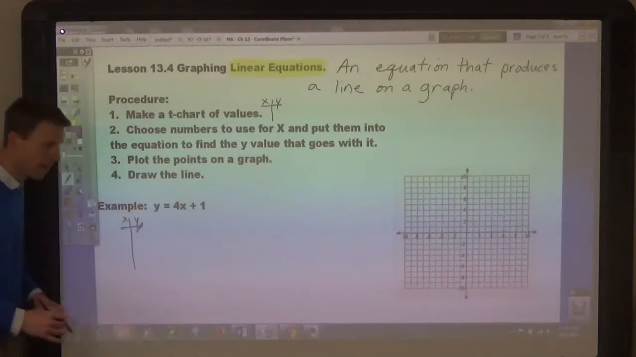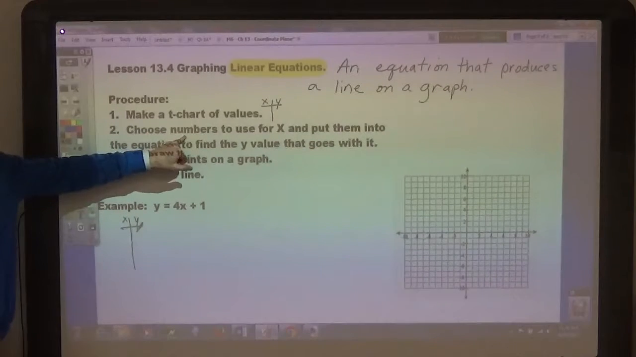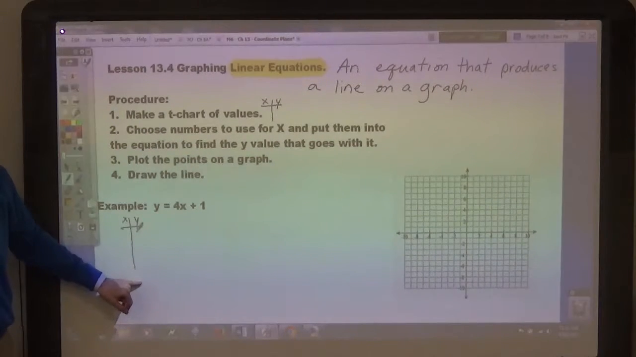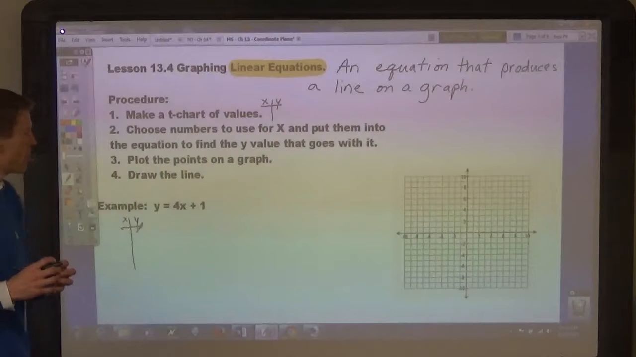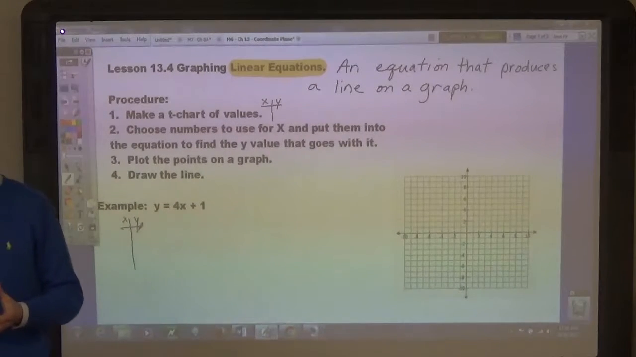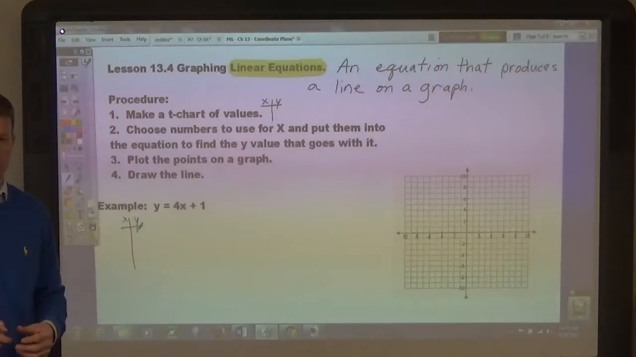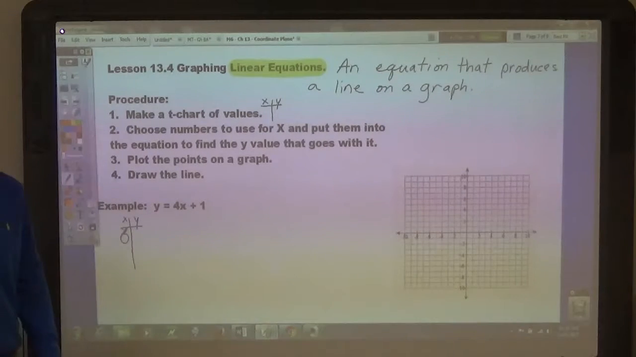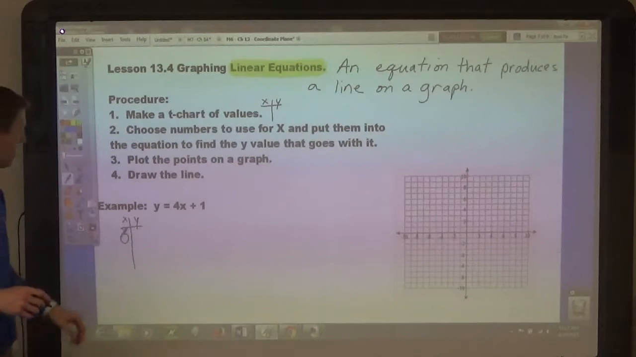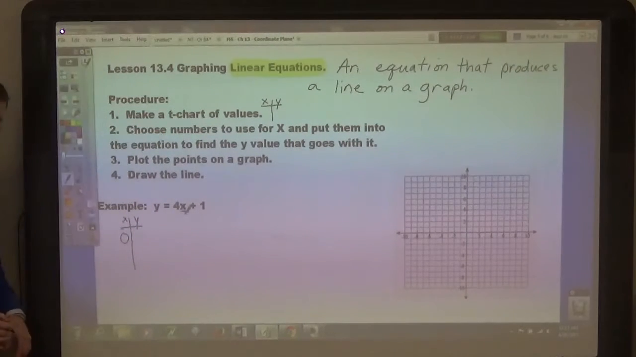Example number 1. We're going to make a t-chart. Now choose some numbers to use for x to substitute into this equation. What we want to do is choose some numbers that we can easily work with, that are easy to multiply. What's the easiest number to multiply? 0. 0 is always the easiest number to work with because when you multiply anything times 0, you get 0. So let's put 0 into the equation for x.